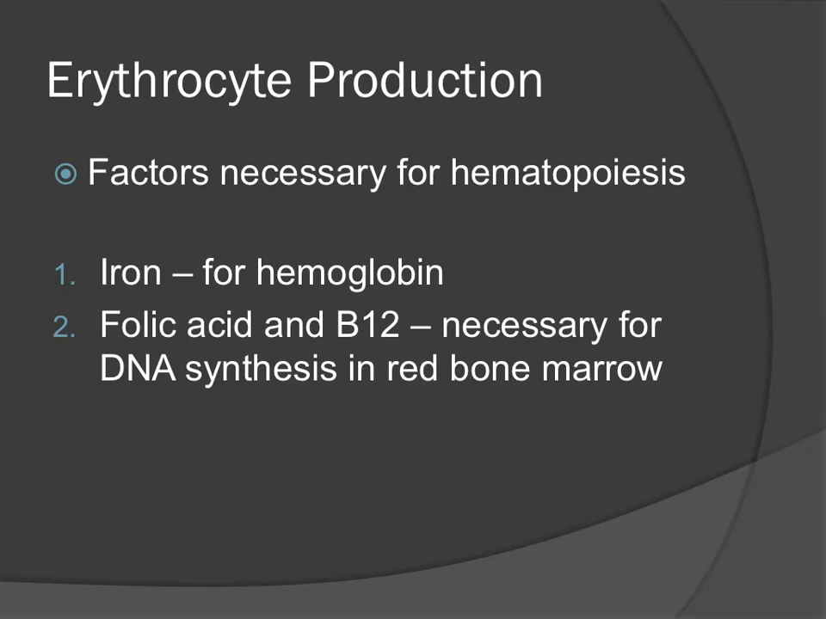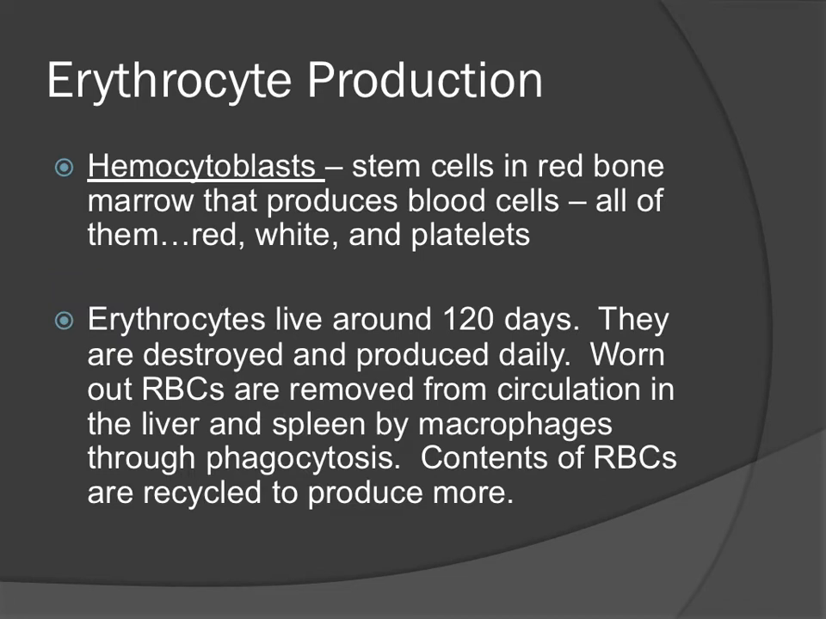So factors necessary for the hematopoiesis process is iron for our hemoglobin and folic acid and B12, which is necessary for DNA synthesis in the red bone marrow. Hemocytoblasts, these are stem cells in the red bone marrow that produce blood cells, all of them. You get your red blood cells, your white blood cells, and your platelets.